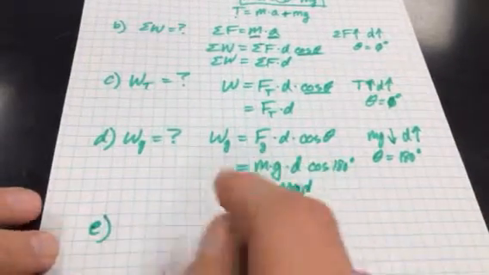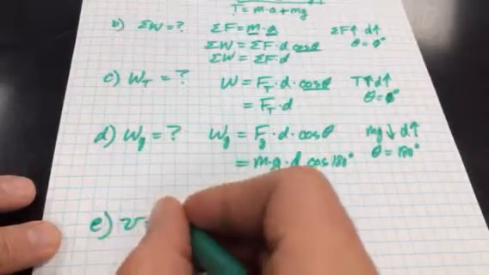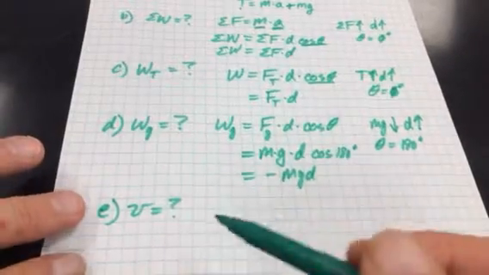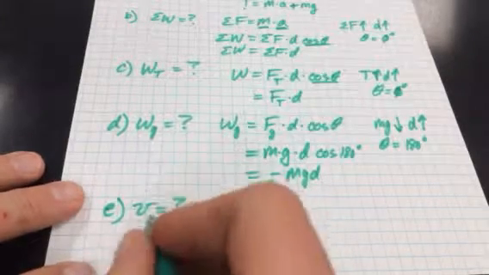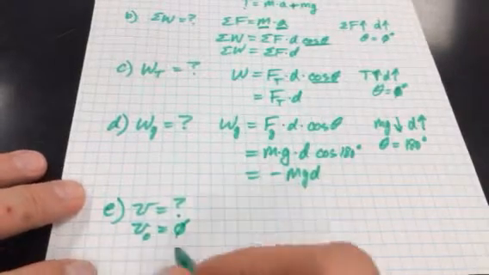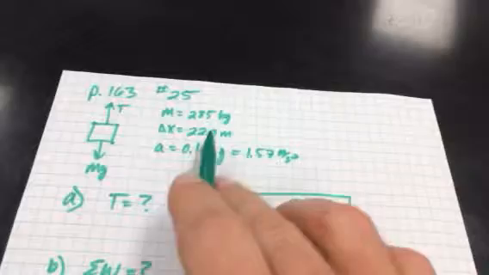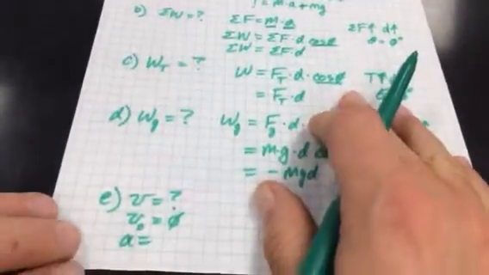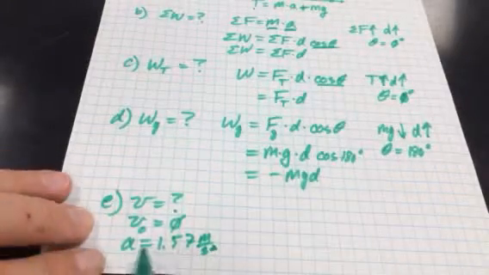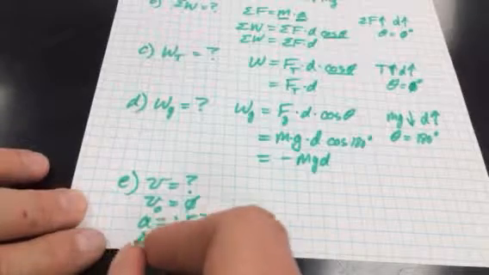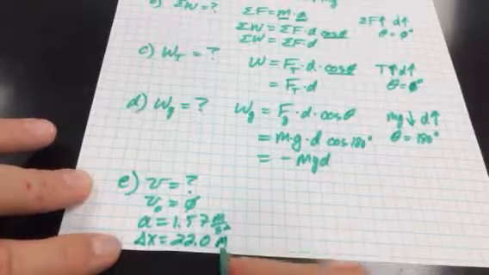Finally, last but not least, part E. We are asked to find the final speed of the load. Notice I'm just going to write down my givens and my unknowns as I'm talking here. We're asked to find the final speed of that load, assuming it had an initial velocity of 0. Remembering that way up here, we were told what acceleration it has. Remember, it has an acceleration of 1.57 meters per second squared. And we also know the displacement that it went through, because it was moving through a displacement of 22.0 meters.